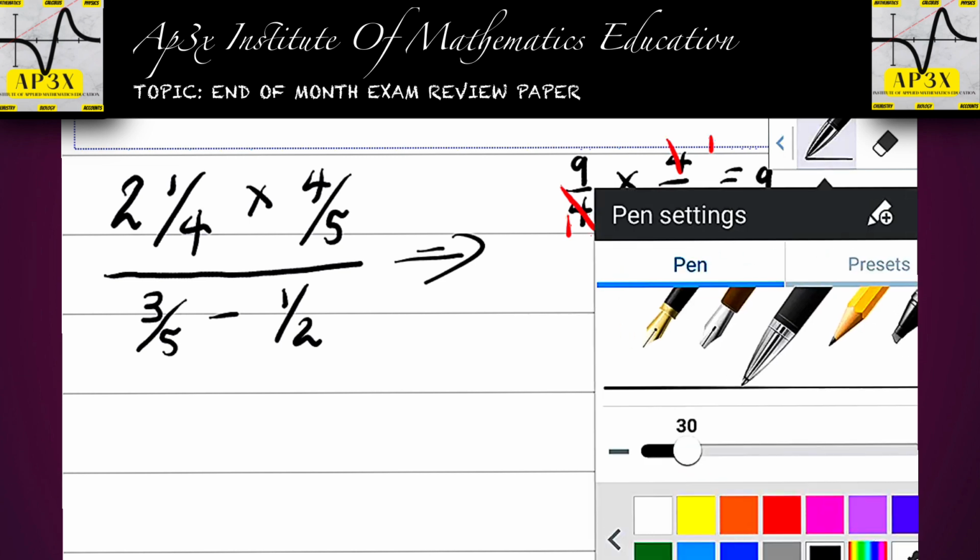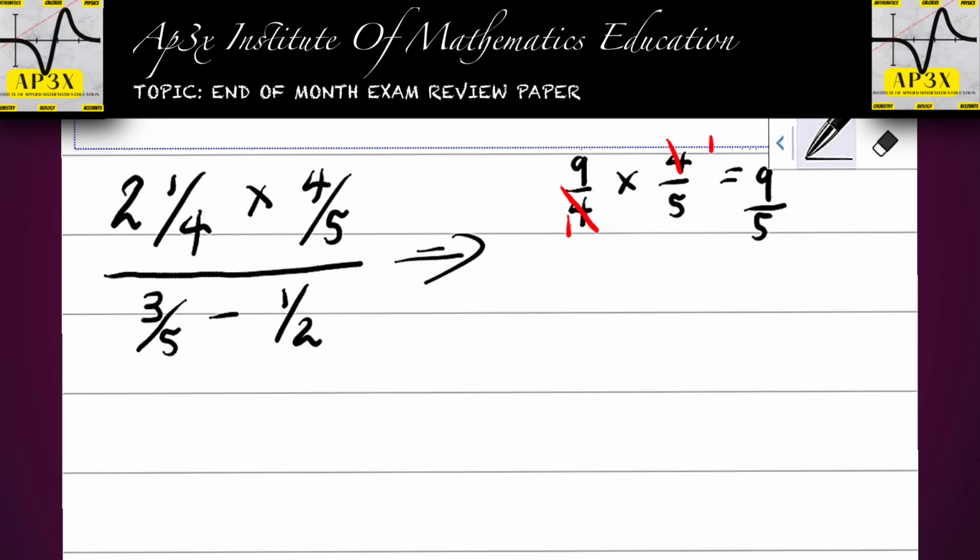We're then going to be proceeding now to work out the fraction at the bottom, and so the fraction at the bottom here is 3 over 5 take away 1 over 2.